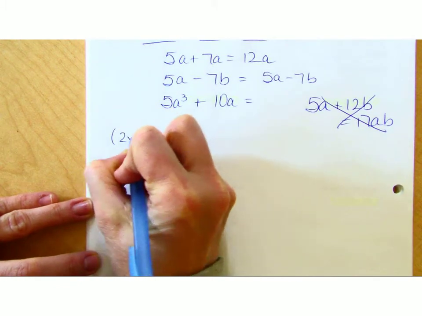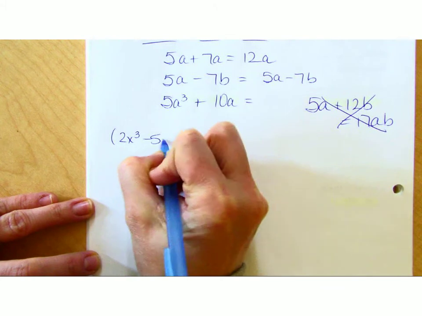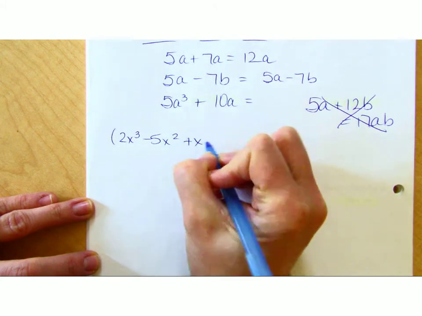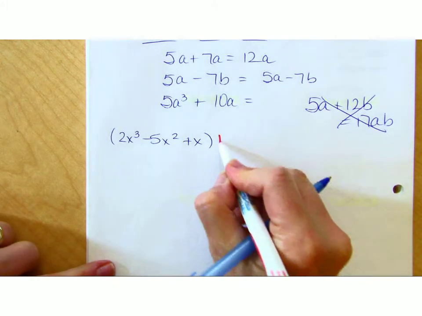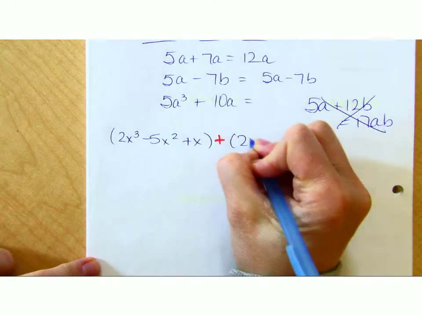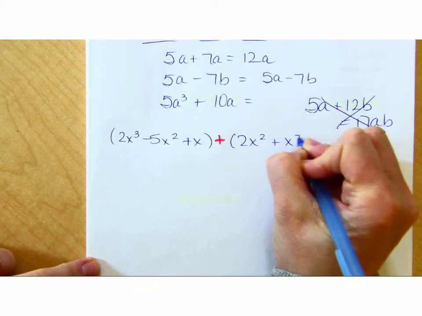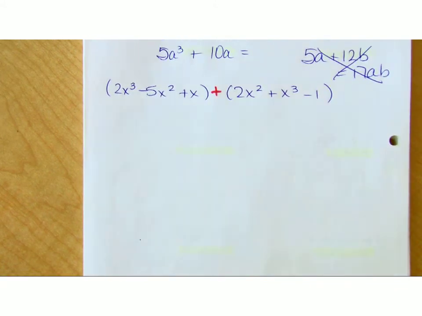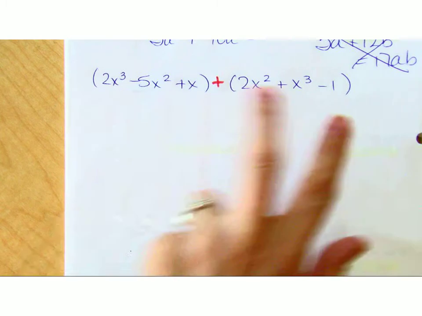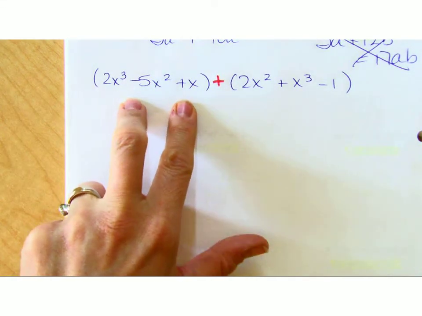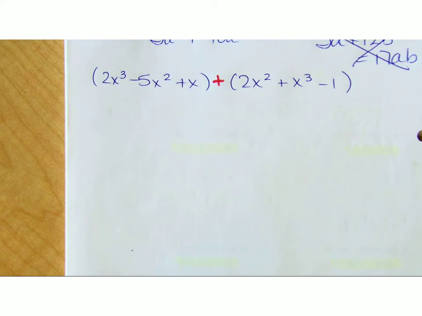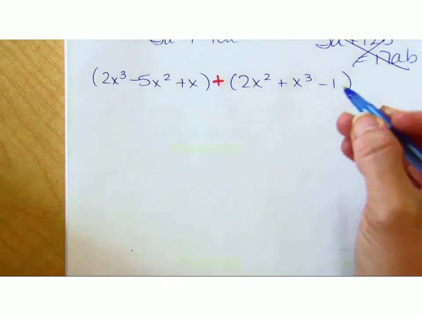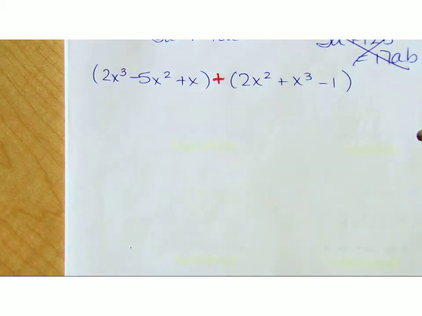So I'm going to take this polynomial, 2x to the third minus 5x to the second plus x, and I'm asking you to add this trinomial to it: 2x to the second plus x to the third minus 1. So when you see a problem like this, from now on, it's going to put them both in parentheses because they're basically saying take this trinomial and add it to this trinomial. And what's kind of cool is we did this kind of in elimination, didn't we? In elimination, we didn't see them in line with each other horizontally. We saw them stacked on top of each other vertically.